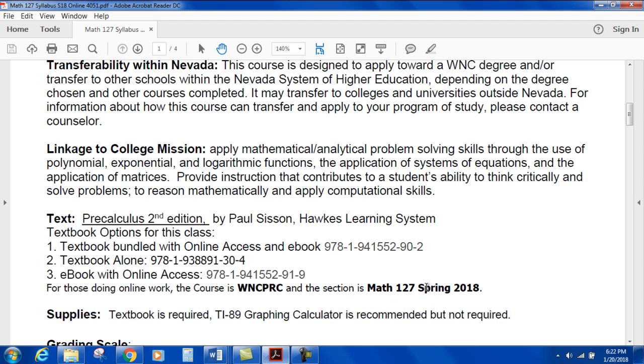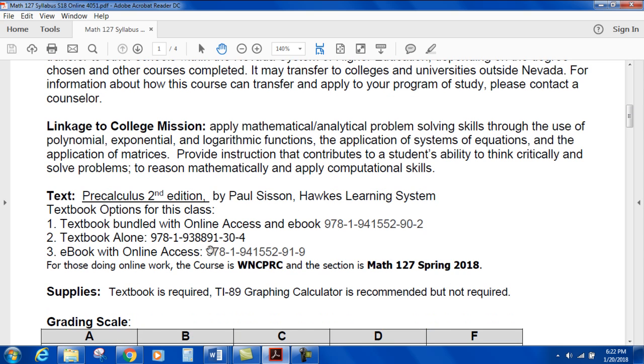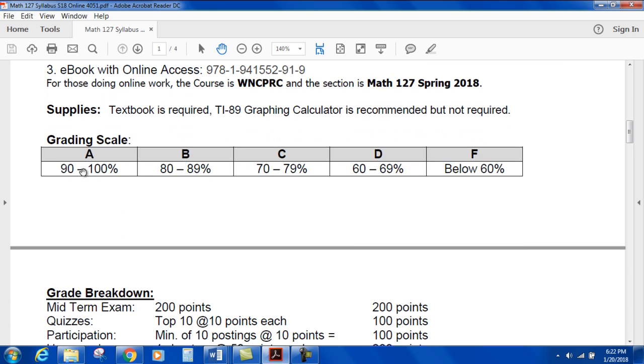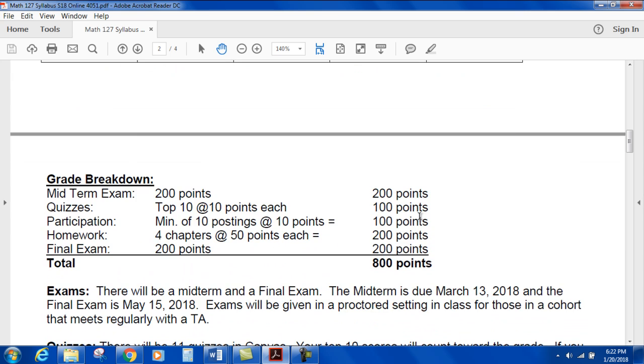If you are new to my class, which I'll be kind of surprised if that's the case, then you'll have to get a book of some type. If you want it just to do paperwork, the book by itself is good. If you want to do it online, you'll need the online access, and there is an ebook online. Okay, grading scale, A, B, C, D, F, pretty standard there.